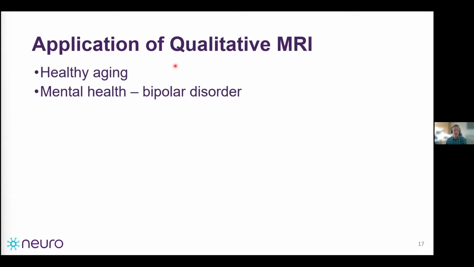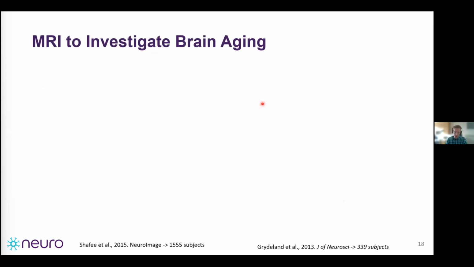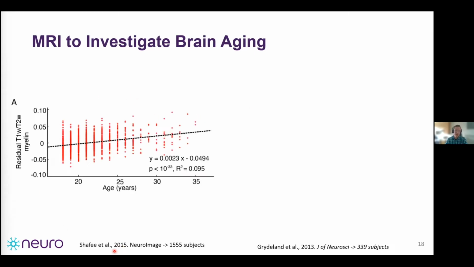With this work, we looked at quantitative MRI imaging, and the two applications I'll share today were in healthy aging and in bipolar disorder. It's well established that the cortical gray matter in humans continues to develop well into adulthood. An initial study in 2015 with over 1,500 subjects, so that's quite a few, used the T1 divided by T2 weighted ratio to show that intracortical signal, which they're suggesting is reflective of myelin content in the brain, continues from roughly 17 to 35 in a linear fashion.